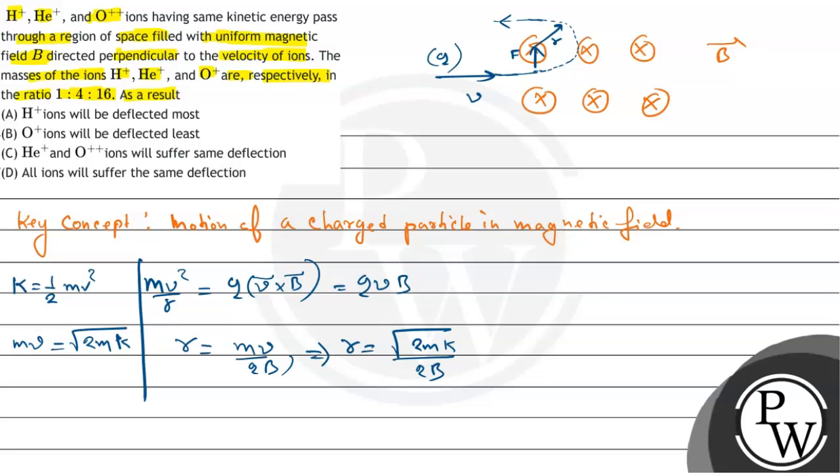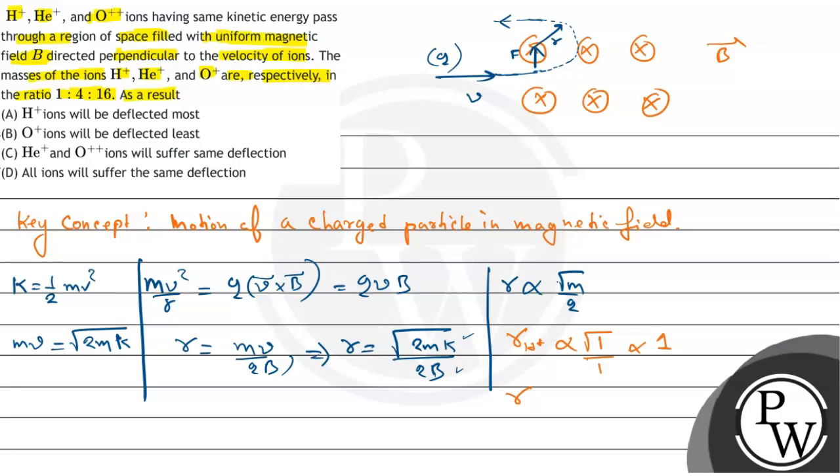Now as kinetic energy is same and the magnetic field is also same, so you can say that the r, that is the radius of the circular path of the charged particles, varies as root over m by q. Now the radius of the H plus ion will vary as root over m by q, that is 1 by 1, that is 1.